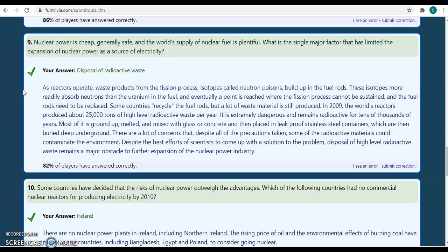They have to be buried deep underground. They have to be in radiation-proof containers made from specific materials and buried very deep underground, and there's concerns they might contaminate the environment. So there are a lot of attempts to solve these problems, but it is a major obstacle to expansion of the nuclear power industry.